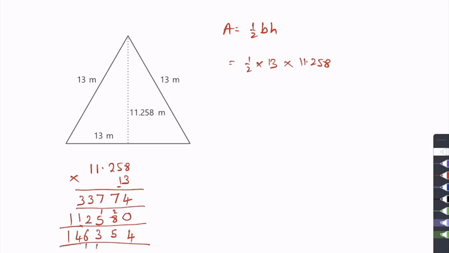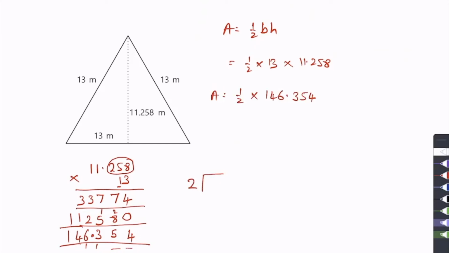I then look at how many numbers I have in total on both lines after the decimal. Now I only have one decimal, it is 11.258. Because there are 3 numbers there after the decimal point, I go back by 3 numbers and my decimal is put there. So my area is going to be a half times 146.354. I now have to divide 146.354 divided by 2.